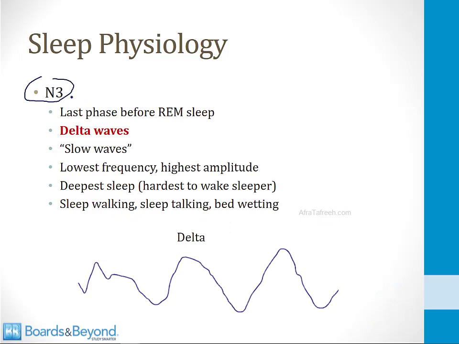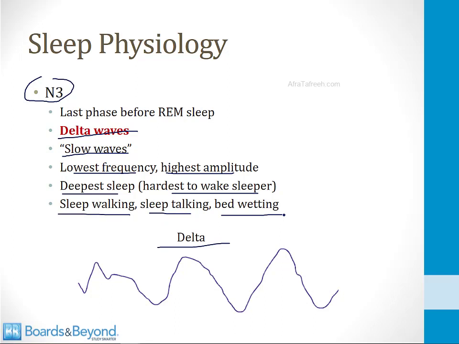The next stage of sleep is N3. This is the last phase before REM sleep. And the hallmark of N3 on the EEG is the presence of delta waves, which are also called slow waves. Of all the EEG waves seen in sleep, these waves have the lowest frequency and the highest amplitude. This is a picture of delta waves or slow waves at the bottom of the screen. N3 is the deepest stage of sleep. It's when it's hardest to waken the sleeper. And this is the stage where things like sleepwalking, sleep talking, and bedwetting occur. We'll talk more about this later on.